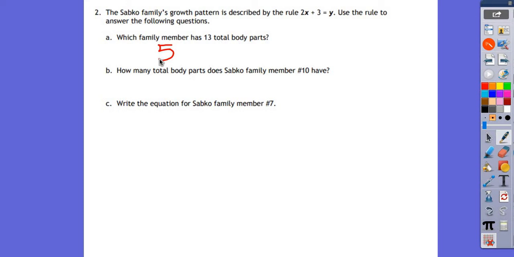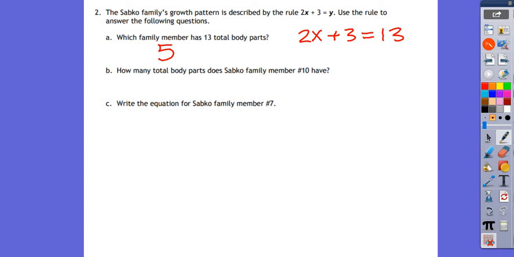What does X stand for in my table? I have some people staring off and not focusing. Family member numbers. X stands for family member number. What does Y stand for? Number of body parts. So if I say I have 13 body parts, am I plugging that in for X or Y? So if I did not know the answer was 5, I could plug 13 in, and I could think 2 times what plus 3 is going to give me 13.